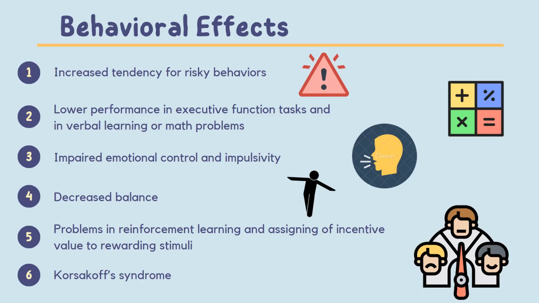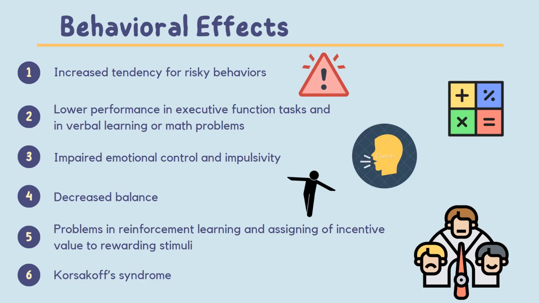Another behavioral effect of alcohol is impairment of emotional control and impulsivity, which are also partly controlled or regulated by target brain structures of alcohol, like the amygdala and the prefrontal cortex. A study also showed decreased accuracy on balance as another behavioral effect, and this correlates with its effects on the cerebellum and other structures affected.